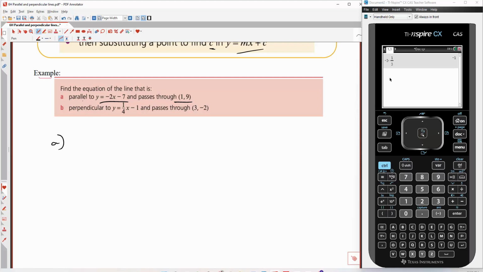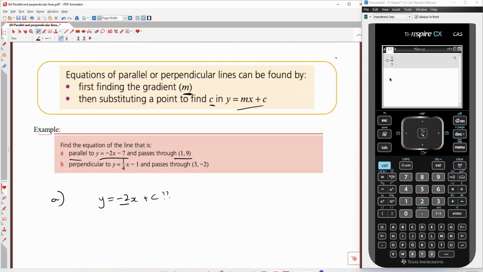I know that the line that runs parallel to this is going to have the equation y equals negative 2x plus c. Now how do I know that it's going to be negative 2x? Well, it's because it has to have the same gradient for it to be parallel. So I know that this will be the gradient of the line. What I don't know is the y-intercept. Now what do the notes say? The notes say that you can substitute a point in to find c in y equals mx plus c. So I'm going to substitute this point into the equation, and what that will leave is c as the unknown.